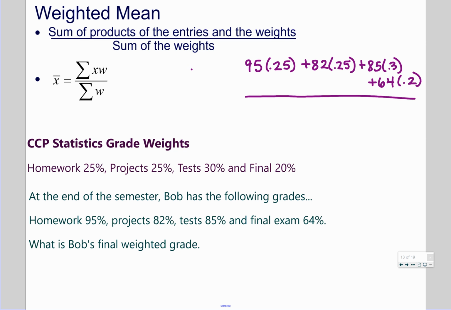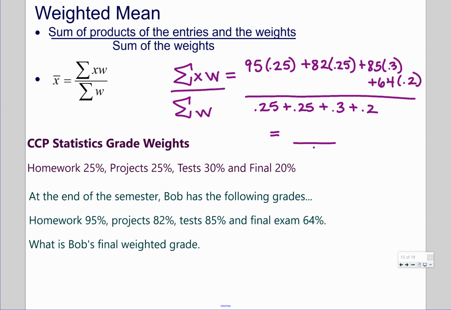Okay, so that is the numerator of that formula, the sum of all of our x's, Bob's scores, times their respective weights. The denominator is the sum of all of the weights, which are the percentages that his grade is being calculated with. So 0.25 plus 0.25 plus 0.3 plus 0.2. And if you're calculating a grade correctly, in most cases, it should equal 1 at the bottom, representing 100% total. And then you just type it in your calculator. Like I said, the bottom is going to add up to 1. You can type in the top, and that's pretty much going to be our answer.